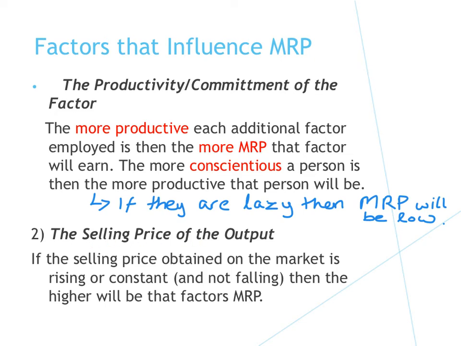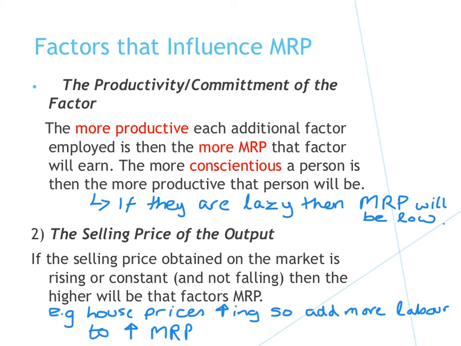The second thing is the selling price of the output, and a really good example here is houses. So if the selling price obtained on the market is rising or constant and not falling, then the higher will be that factor's MRP. So if we look at construction workers or labour, and if we look at house prices at the minute in Ireland, they are constantly rising. So people who build those houses, if they want to increase their marginal revenue productivity, what they'll need to do first of all is build more houses. And the best way of doing that is to add more labour, so employ more people to build the houses, and then that will increase the MRP.